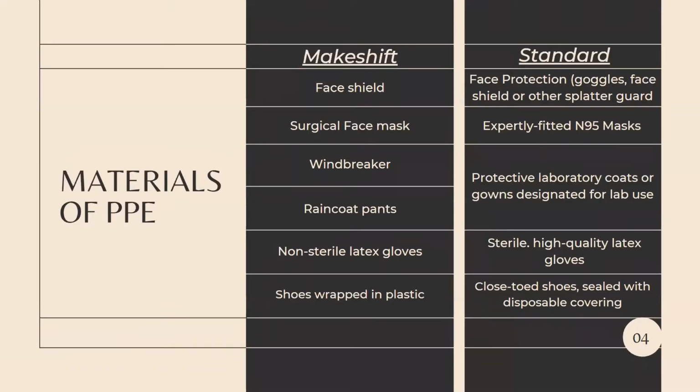For our group's makeshift PPE, the materials used were the following. The face shield, this is in replacement of the face protection equipment such as goggles and splatter guards. A surgical face mask, this replaces the expertly fitted N95 mask in the laboratory. The windbreaker and raincoat pants replaces the protective laboratory coats and gowns. The non-sterile latex gloves is in replacement of the sterile high-quality latex gloves used in the laboratory, and shoes wrapped in plastic is in replacement of the shoes sealed with a disposable covering in the laboratory.